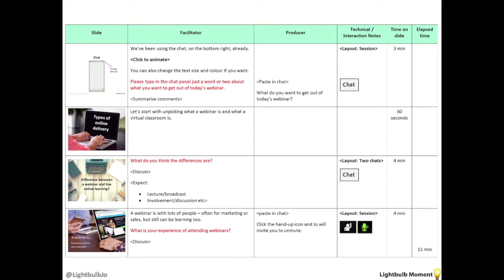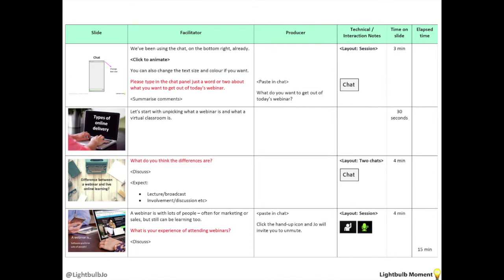Did I need to load a poll? Did I need to change a layout in Adobe Connect? Whatever it might be. In that next column, it's got the technical stuff. You then have things like chat there, and further down, you've got the hand up and the microphone icons. These are just screen grabs of what's going on in the session. Because what I don't want to do is heavily script out all of my questions.